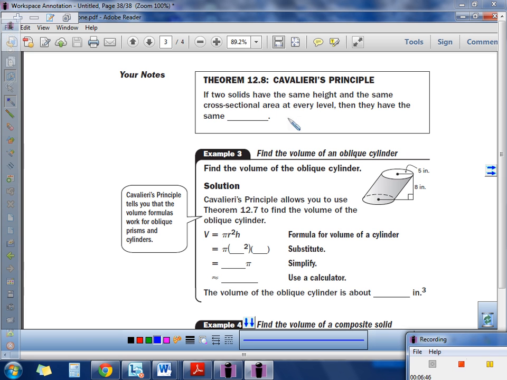All right, this little principle up next is kind of interesting. It says if two solids have the same height and the same cross-sectional area at every level, then they have the same volume. And I'll show you what that means.